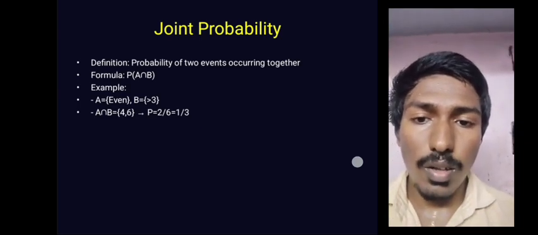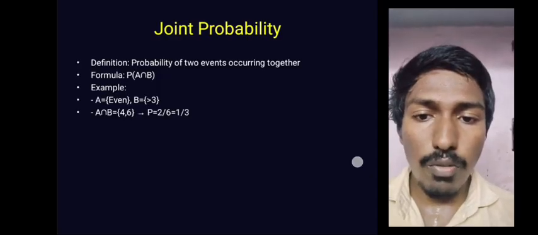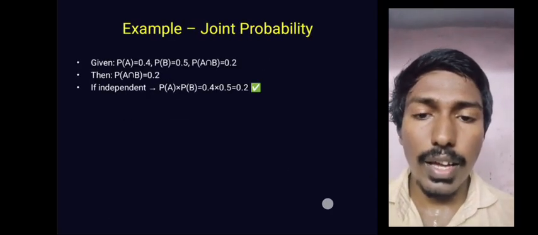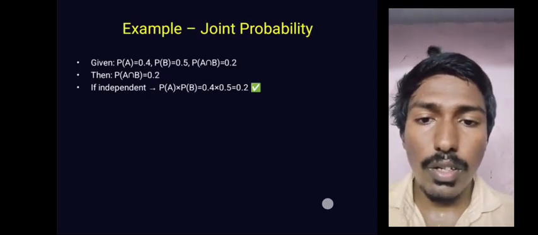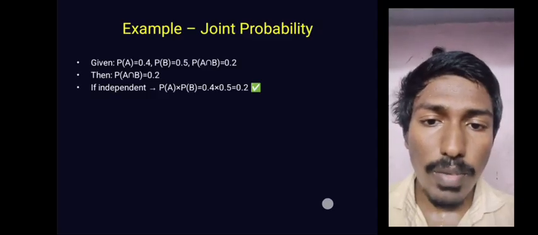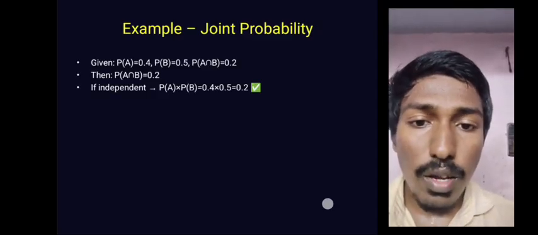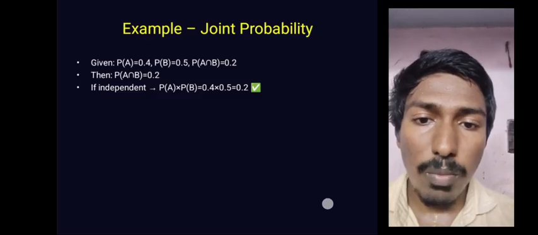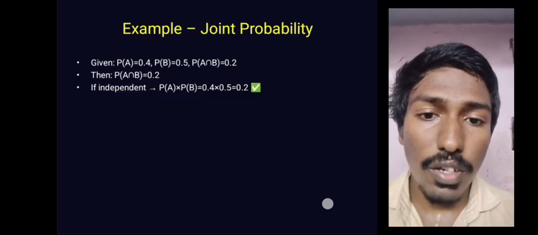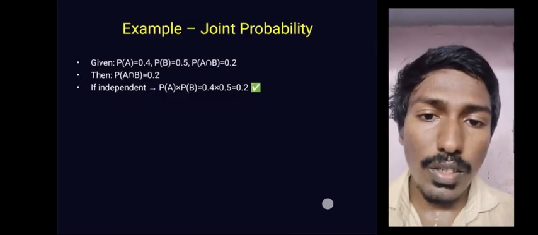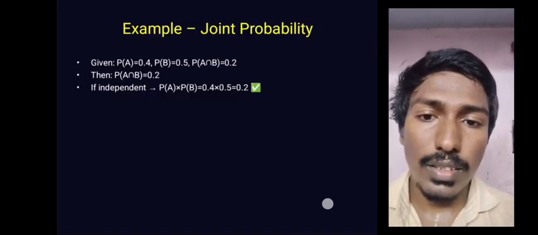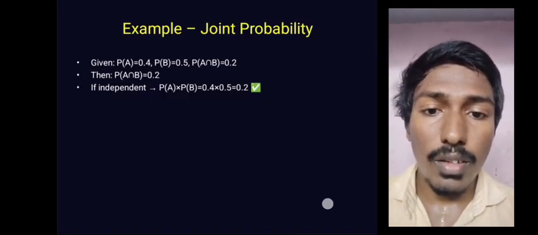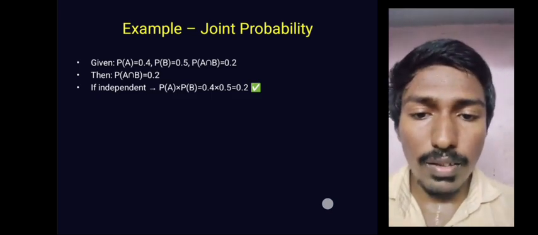Examples of joint probability. Given P of A is 0.4, P of B is 0.5, and P of A intersection B is 0.2, then the joint probability is 0.2. Again, if the events are independent, P of A times P of B is equal to 0.2. That's it. If independent, the two probabilities are multiplied.